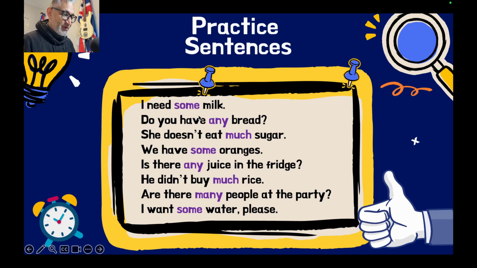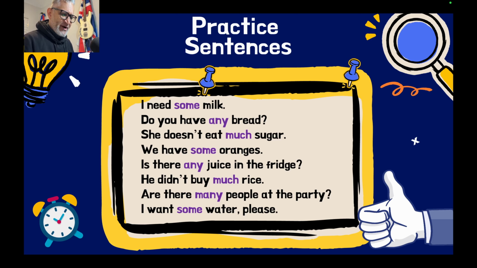This is very important. Now, I have some practice sentences for you guys, and it's very important to connect them to your real life. For example, when are you going to use this? So, I need some milk. What situation will I use this sentence? For example, I am trying to follow a recipe where I need the ingredients, and among the ingredients there is milk. And I need to know if I need to buy some milk for the recipe, okay? So I need some milk.